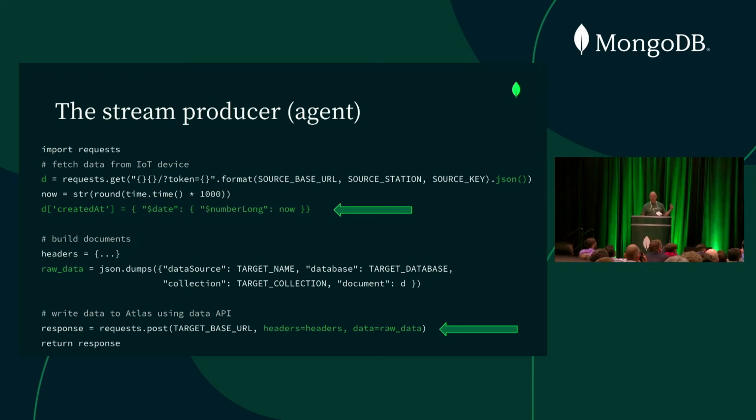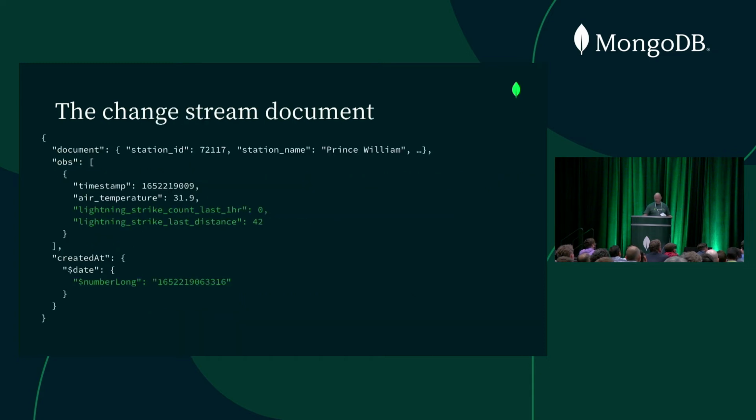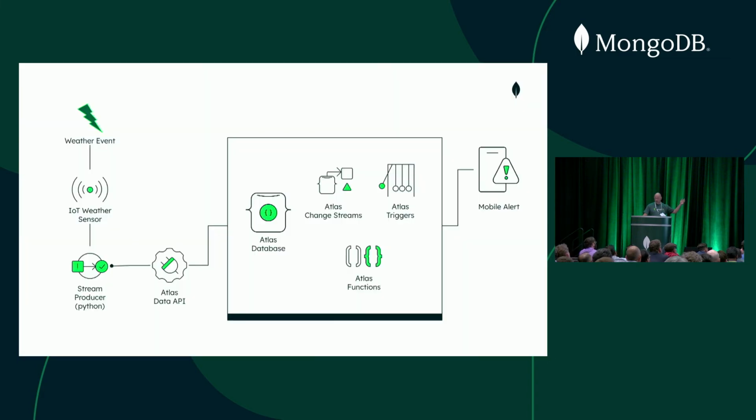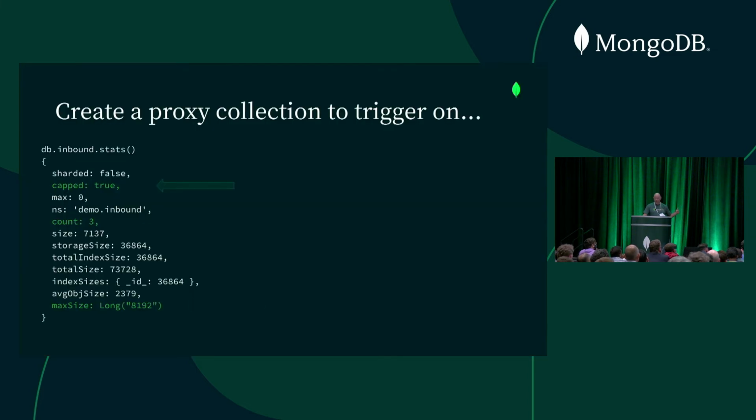So this is Python. I could have used a native driver, right? But in this case, I was already using REST, and so it was really handy to just use REST again. It felt really nice, it has a nice aesthetic, and there's not a lot of other things involved. Okay, so that's going to pull the data from the IoT weather sensor here, and it's going to push it through the Data API into Atlas.